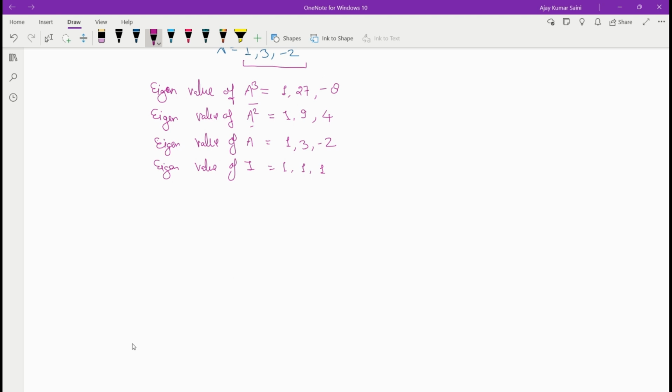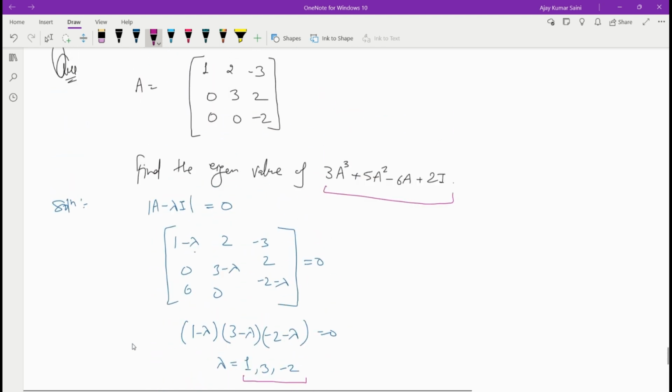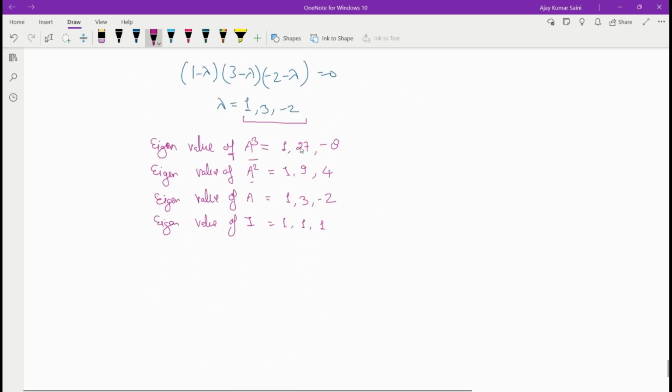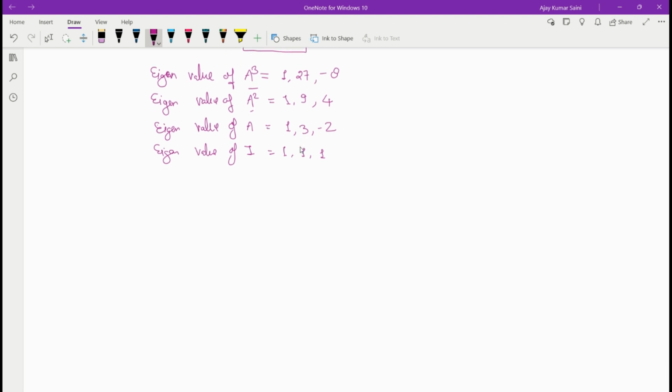Now I need to find the eigenvalues of this equation. Our equation is 3A cube plus 5A square minus 6A plus 2I. This is the equation, and I need to find its eigenvalues.